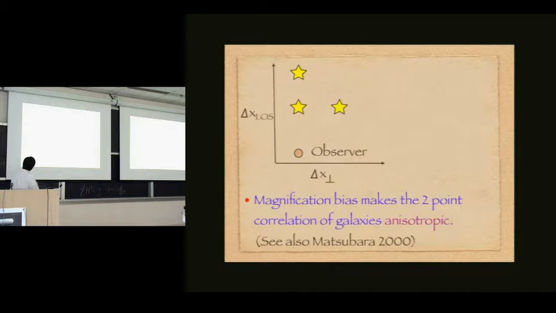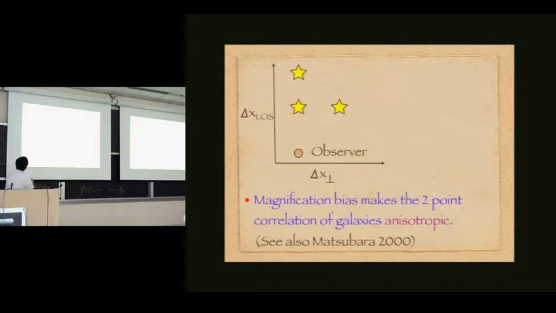This is the observer. This is the transverse separation. This is the line of sight separation. And think about how one goes about measuring the two-point correlation function. You do this by basically doing pair counts of galaxies. And let's say I'm interested in pair counts of galaxies at some separation. Let's pick 100 megaparsec, for example. I could count pairs along the line of sight or transverse to the line of sight.